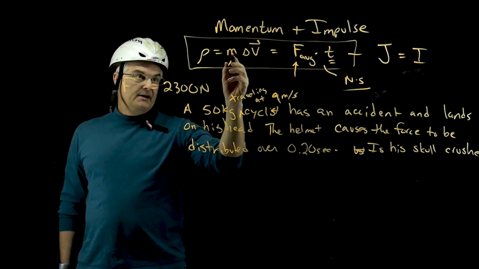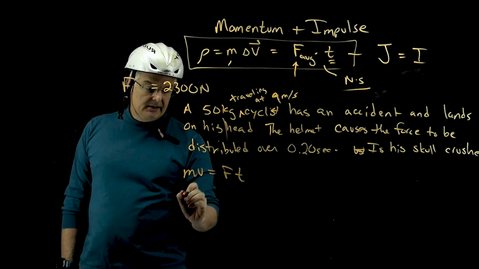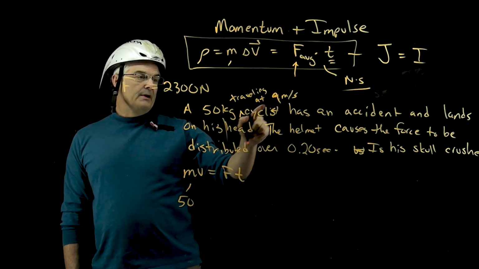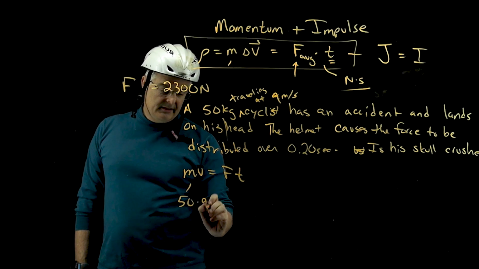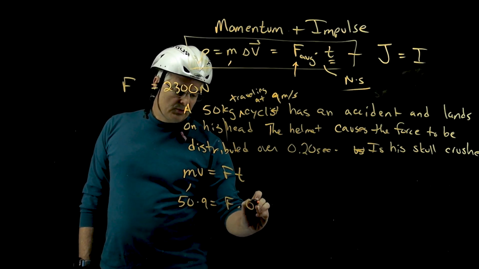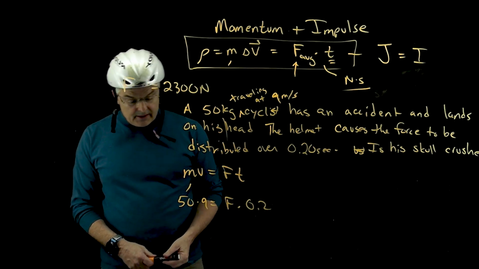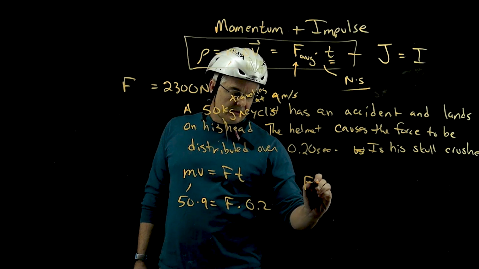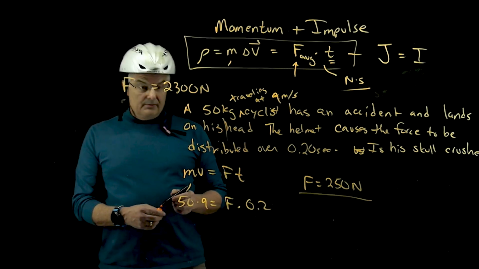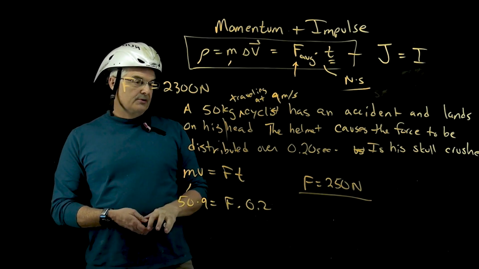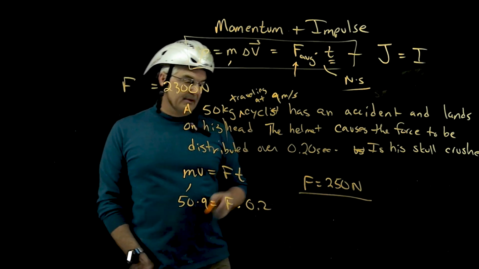So I would say 50. So I'm just using mv equals F times t. M is 50. The velocity, by the way, he's traveling at 9. The change in the velocity goes from 9 to 0. He crashes, right? So that's going to be 50 times 9 equals F times 0.2. You do the math, and I don't have my calculator with me. And I get a force equal to 250 newtons. Now, what causes someone to crush their skull? 2,300. So this cyclist is probably going to be okay. Probably going to have a headache, but probably not going to die.